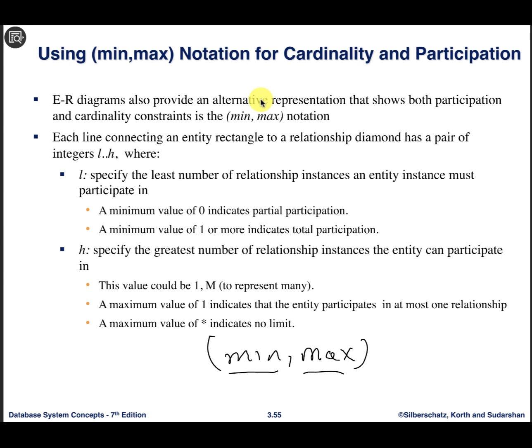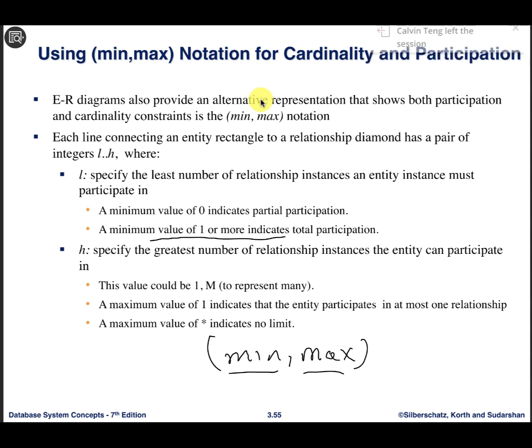You can specify, for example, 0. That means not all of them. If you say the minimum is 1, that means we have a total participation, because every single instance must participate at least once. So in this case, total. If 0, that means partial participation, because the minimum number of entity instances participating in this relationship is 0, so not all of them. Clear?